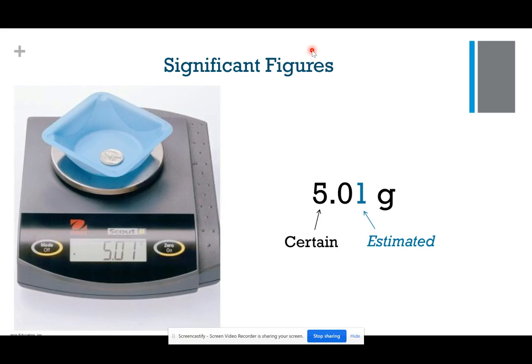The estimated digit is where uncertainty starts to creep in. All of these digits, however, are significant. So if I said, how many significant digits does this scale give us? It gives us 1, 2, 3 significant digits. So 3 sig figs, or 3 significant digits.